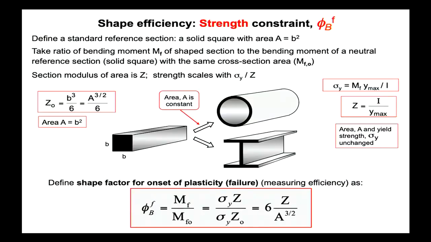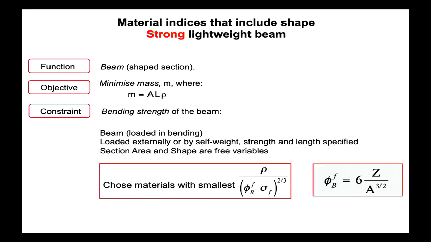For strength, similar process. We get down to a phi where I've got Z equals I on Y max. Hopefully everyone's aware of that. Second moment of area, distance on Y max is the distance from the neutral fibre to the extreme fibre. Sorry, neutral axis to the extreme fibre. And we've got another pretty simple equation to deal with.